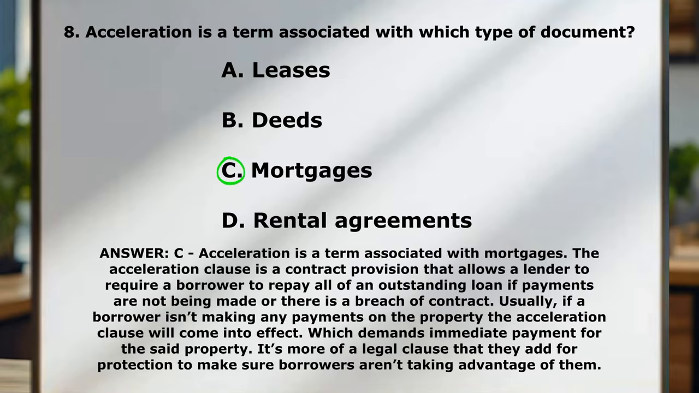The acceleration clause is a contract provision that allows a lender to require a borrower to repay all of an outstanding loan if payments are not being made or there is a breach of contract. So usually, if a borrower isn't making any payments on the property, the acceleration clause will come into effect, which demands immediate payment for that property. It's more of a legal clause that they add for protection to make sure borrowers aren't taking advantage of them.